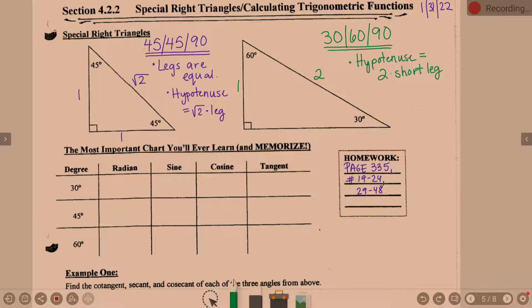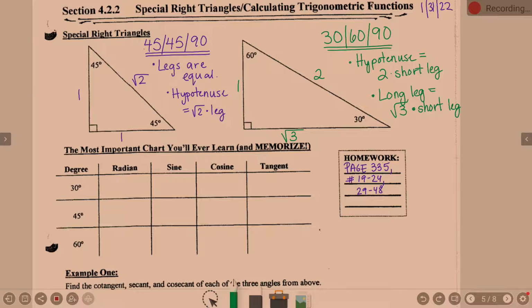And then we have the long leg. The long leg is also in relation to the short leg. And the long leg, throw out your number again, Jacob. Yeah. The long leg is the short leg times the square root of 3. So if my short leg is 1, then my long leg is 1 times square root of 3. So long leg is equal to square root of 3 times the short leg. Again, realizing the short leg is opposite the 30-degree angle, the long leg is opposite the 60-degree angle. Always.